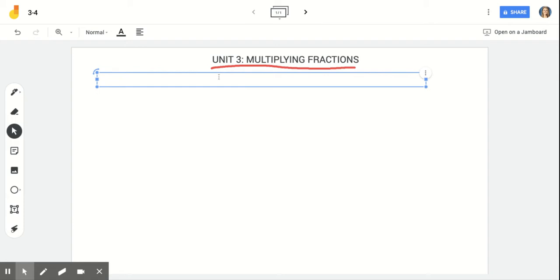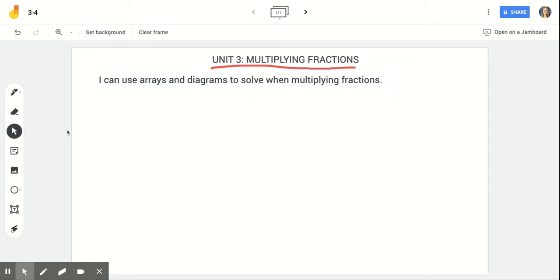Okay, so Unit 3, multiplying fractions, and what we'll do next is write out this sentence. I can use arrays and diagrams, basically drawings, to solve when multiplying fractions. Okay, I can use arrays and diagrams to solve when multiplying fractions. And in the previous lessons, we were multiplying whole numbers times fractions.